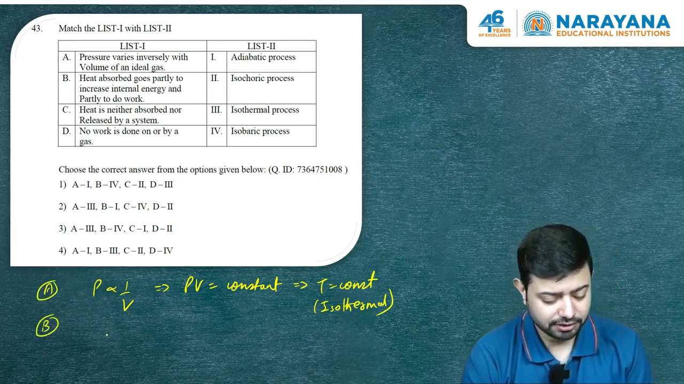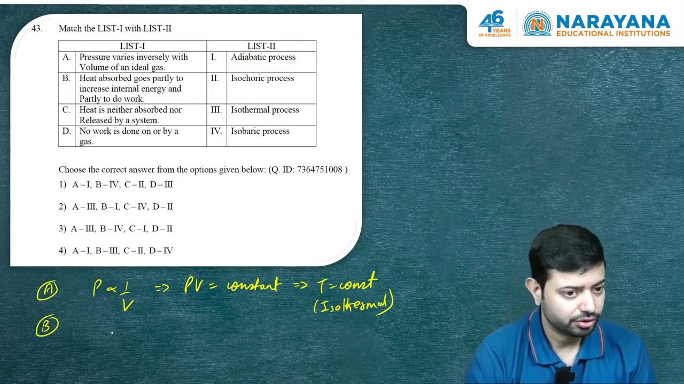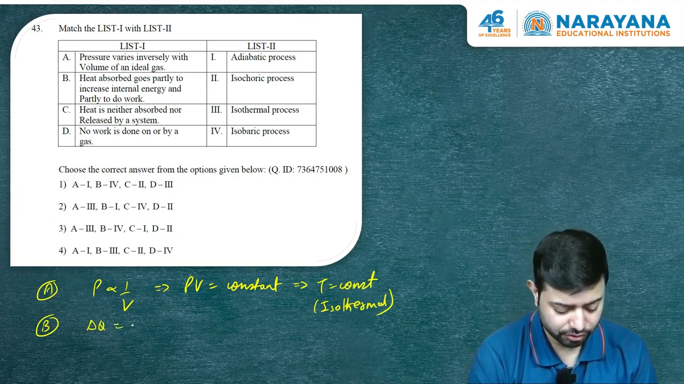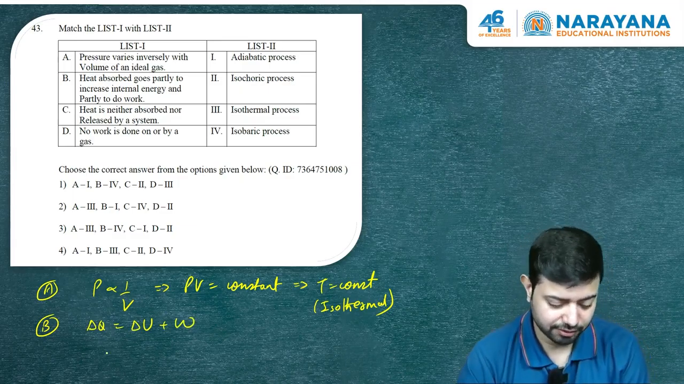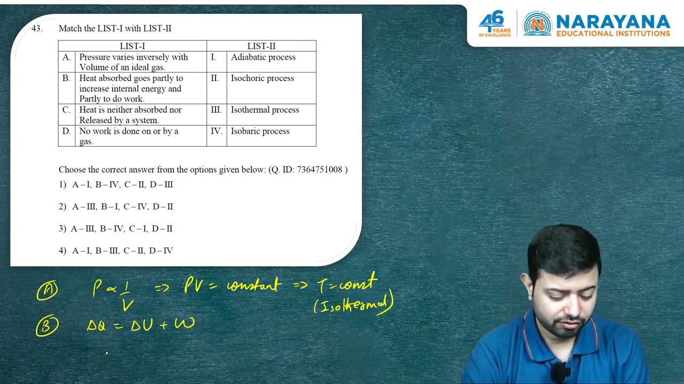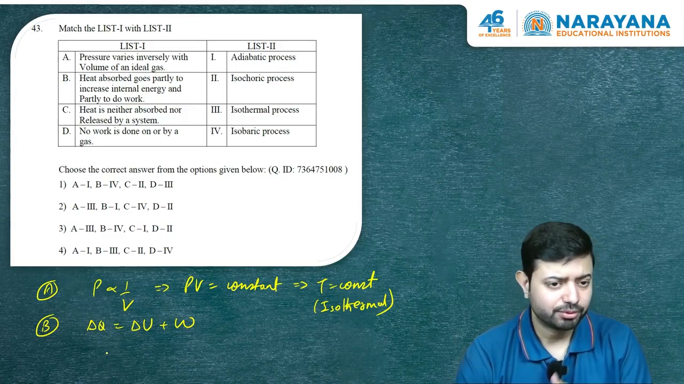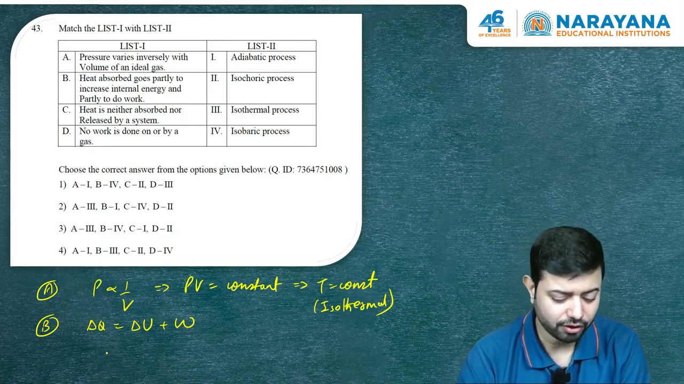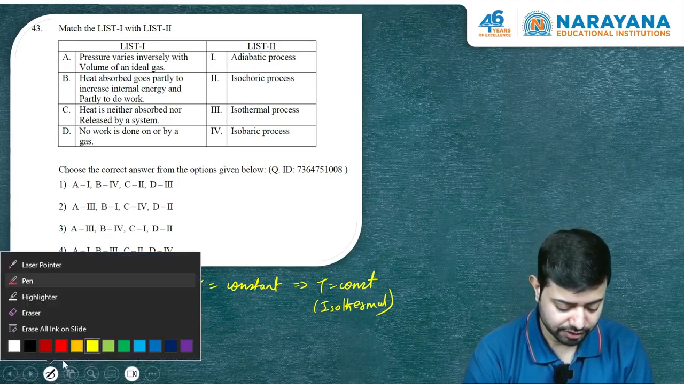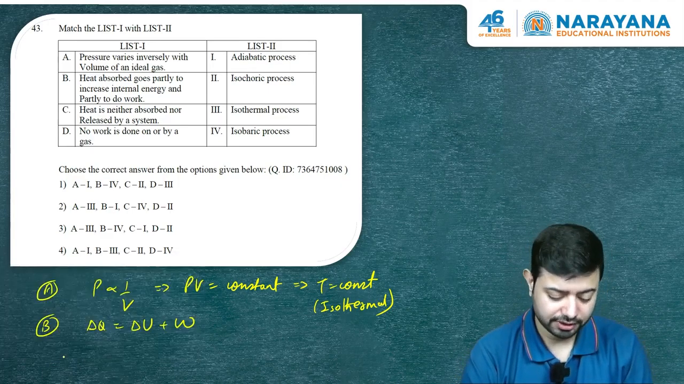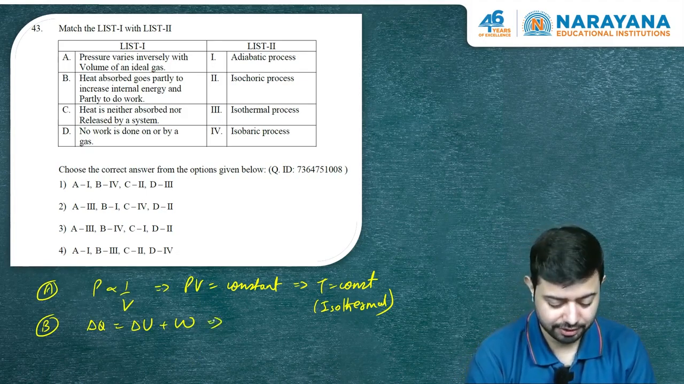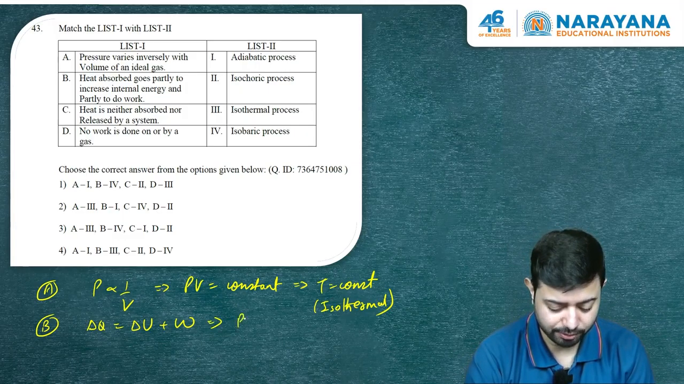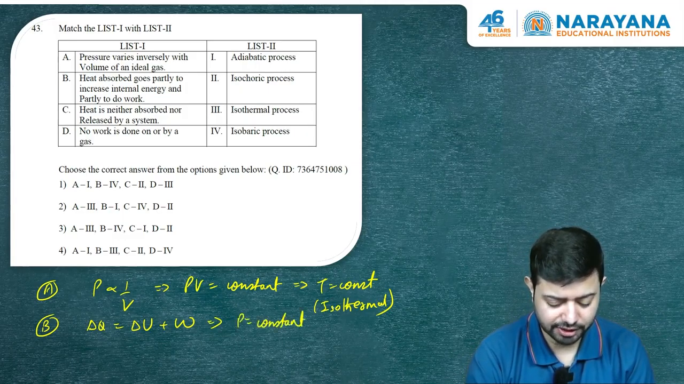Heat absorbed goes partly to increase internal energy and partly to do work. That means, delta Q goes into internal energy change plus some work. If you look at list 2, first is the adiabatic process. In an adiabatic process, heat change is 0, so this will not match. Isochoric process, work is 0, so this will not match. Isothermal, delta U is 0, it will not match. For isobaric, yes, it will match. Pressure remains constant in the isobaric case.